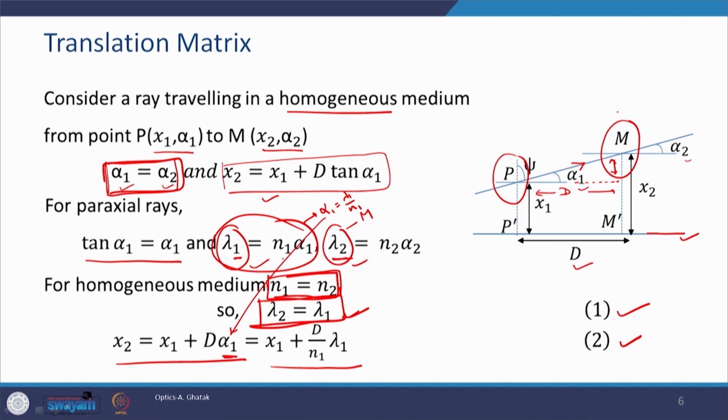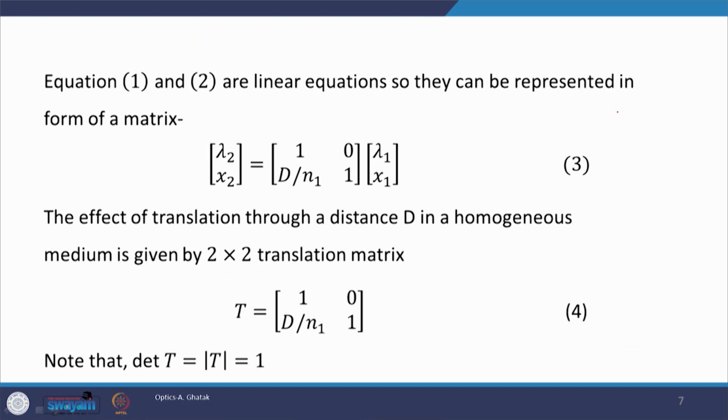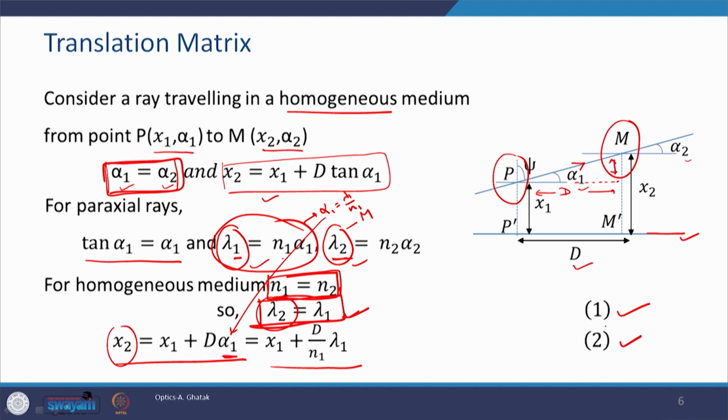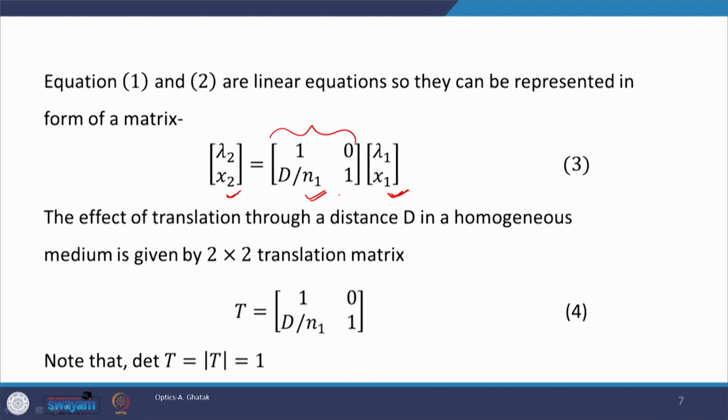Now, we can write equations 1 and 2 in the form of a matrix. We can replace 1 and 2 with a single matrix. How to do this? It is a linear equation. So, we can write on the left hand side lambda 2, x2 is equal to some coefficient matrix times lambda 1, x1. Lambda 1 and x1 are the input. Once you know the input, you can calculate the output, and to calculate the output you will have to multiply the input with some matrix. What is this matrix? We can fill this matrix once we know equations 1 and 2, and this is how we have filled it.